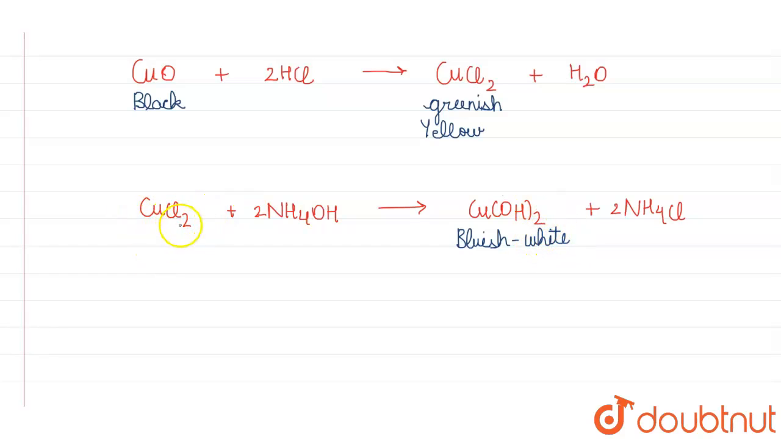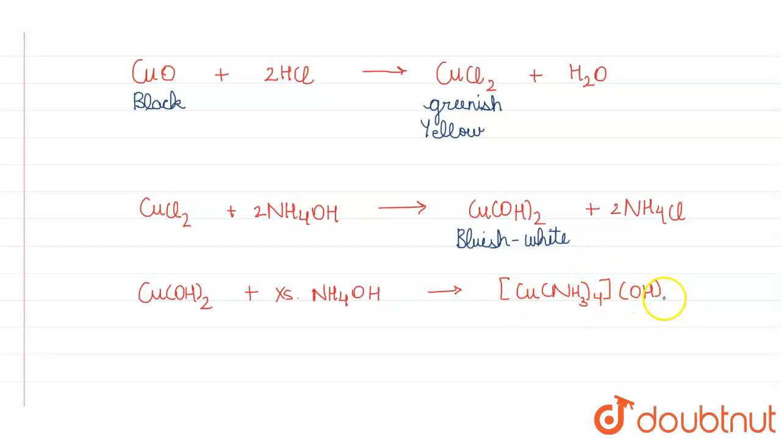And this copper chloride, when it reacts with ammonium hydroxide, gives copper hydroxide, and when further this precipitate of copper hydroxide is reacted with excess of ammonium hydroxide, it gives us Cu(NH3)4, and a charge of plus 2 was present on this complex, so it is balanced by 2 hydroxide ions. Now this reaction is balanced when we multiply this NH4OH by 4. Now the reaction is balanced and the color of this complex is deep blue.